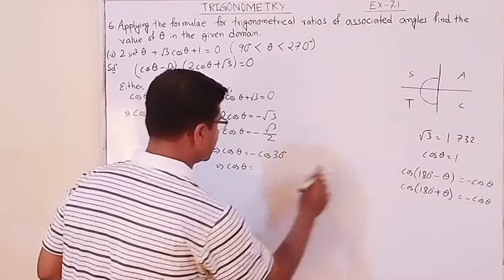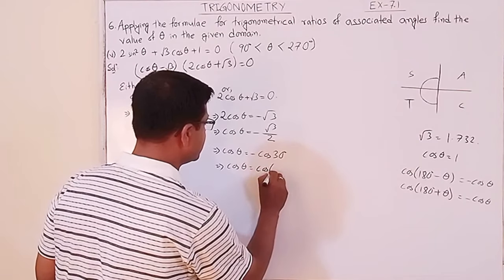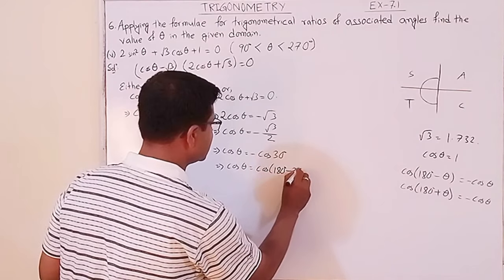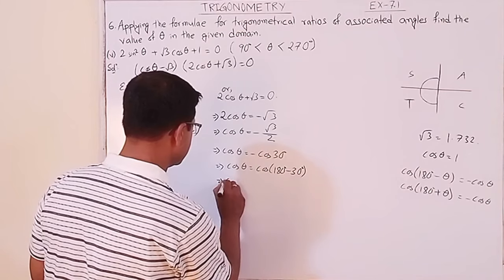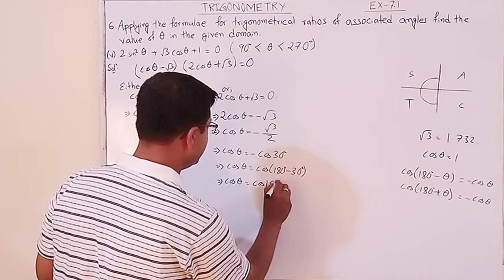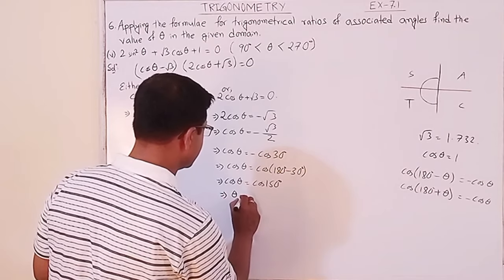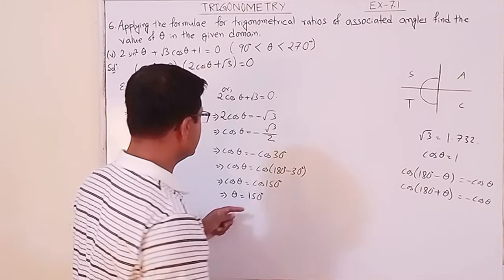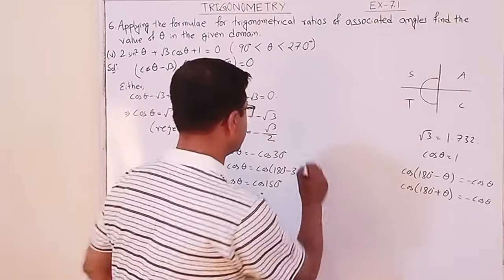So we shall write the first one. Let us take this one. This is cos of 180 degree minus 30 degree. So cos theta is equal to cos of 150 degree. So here theta equals 150 degree. We have found the value of theta for the second quadrant.